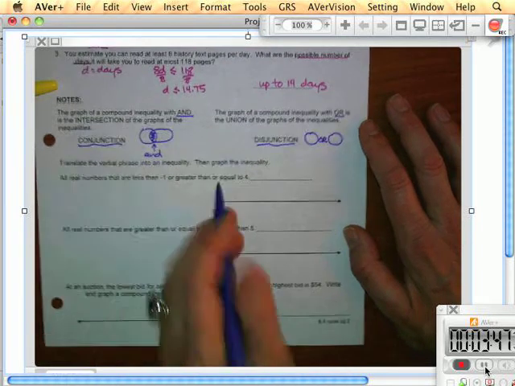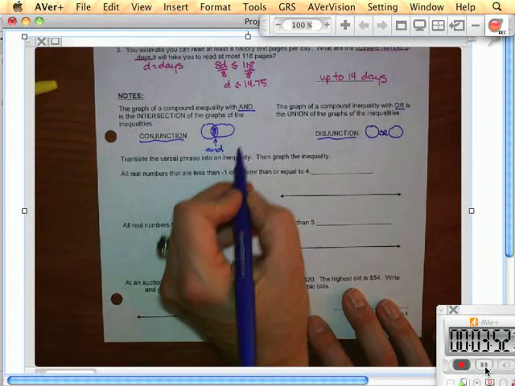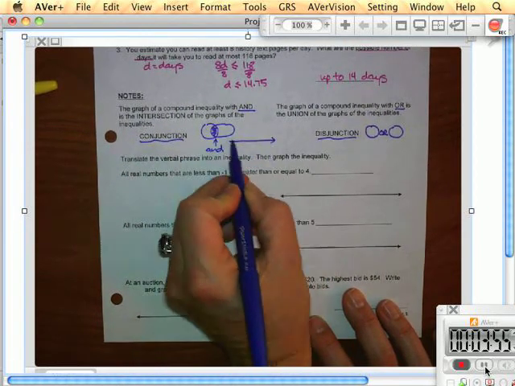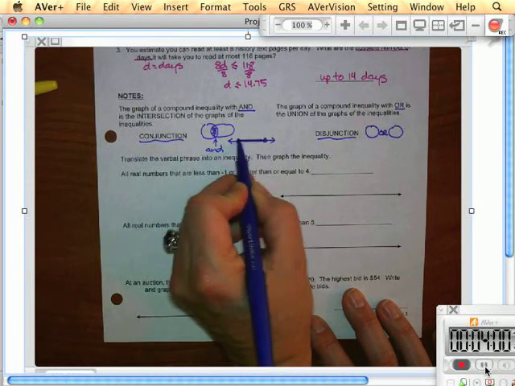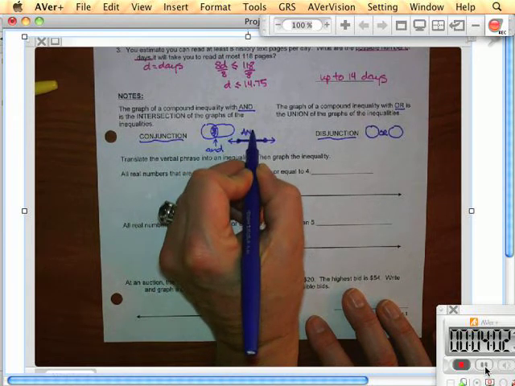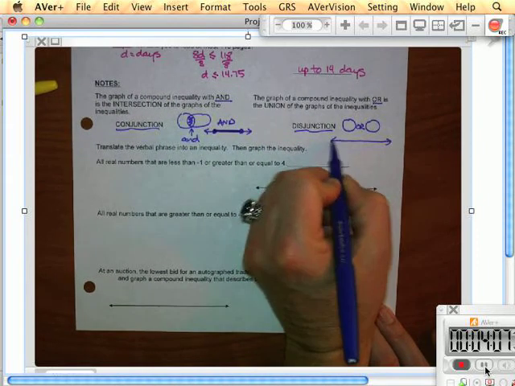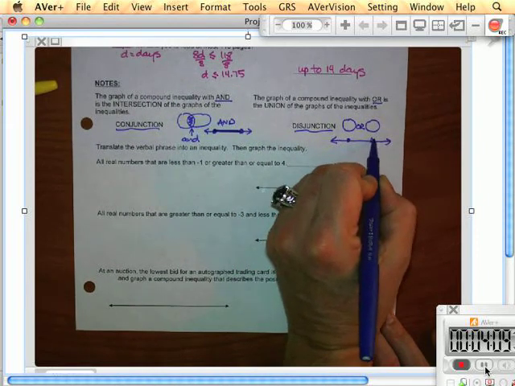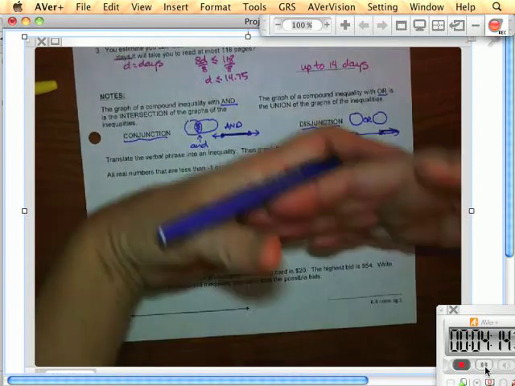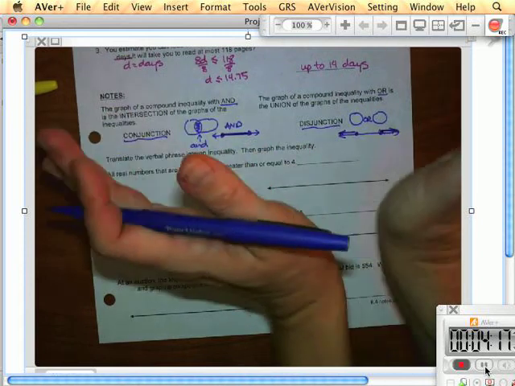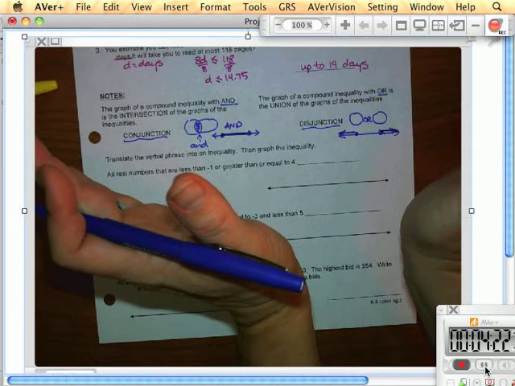Okay. Translate the verbal phrase into an inequality. Actually, let me add a little bit more here. On a number line, if you were to graph an and inequality, it's going to be everything like this, in between those two. That's an and. If you were to graph an or on a number line, it'd be like this. They face away from each other. I like to say kind of like this or away from each other. And graph or graph. Okay?